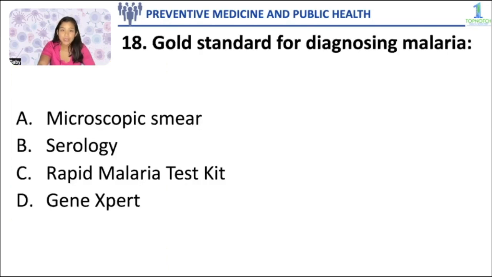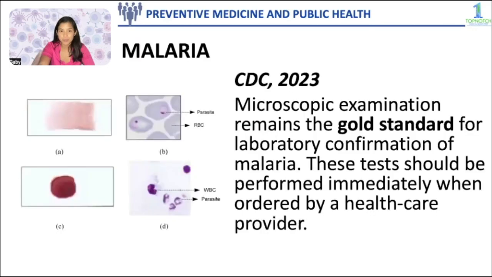Gold standard for diagnosing malaria, is it your microscopic smear, serology, rapid malaria test kit, or your gene expert? The answer here is your microscopic smear. So according to your CDC, microscopic examination and trying to identify the morphology of your trophozoites remains the gold standard for laboratory confirmation of malaria. So these tests should be performed immediately when ordered by a healthcare provider.